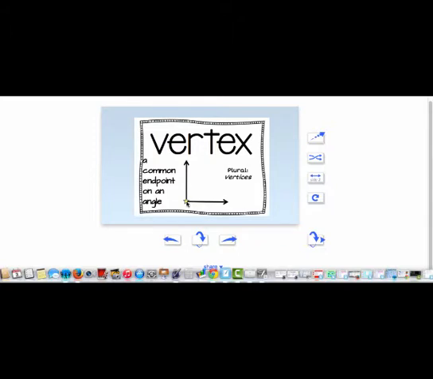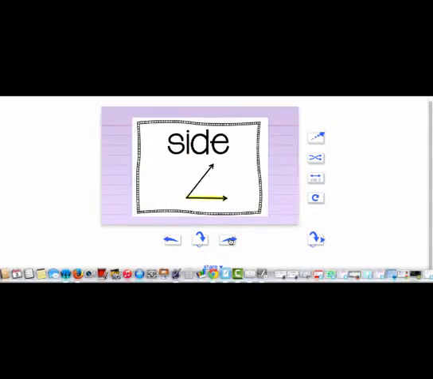Sometimes it might have a letter next to it, A or B, but if there's more than one angle we're talking about, then we have more than one vertex. So we say we have many vertices. The last thing I want to show you today is a side. The side is what comes to the vertex. It can be made up of rays or segments that are part of the angle.